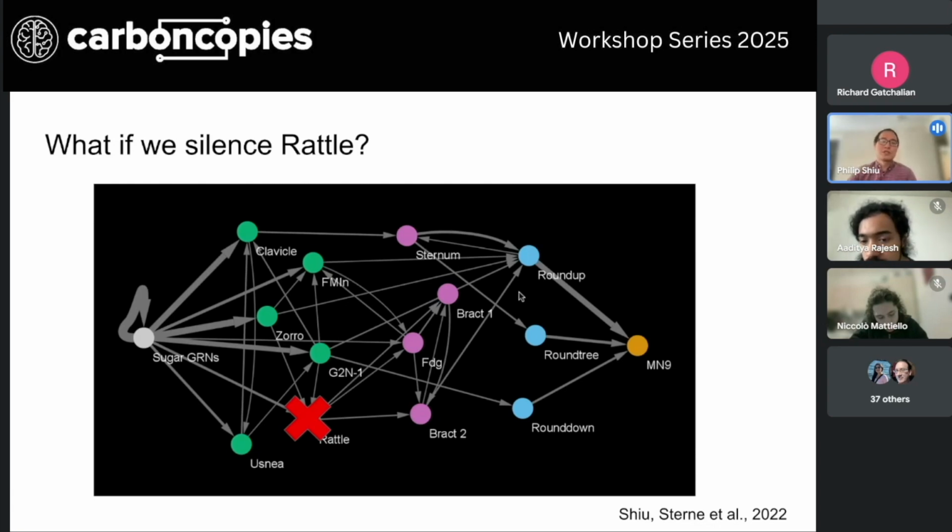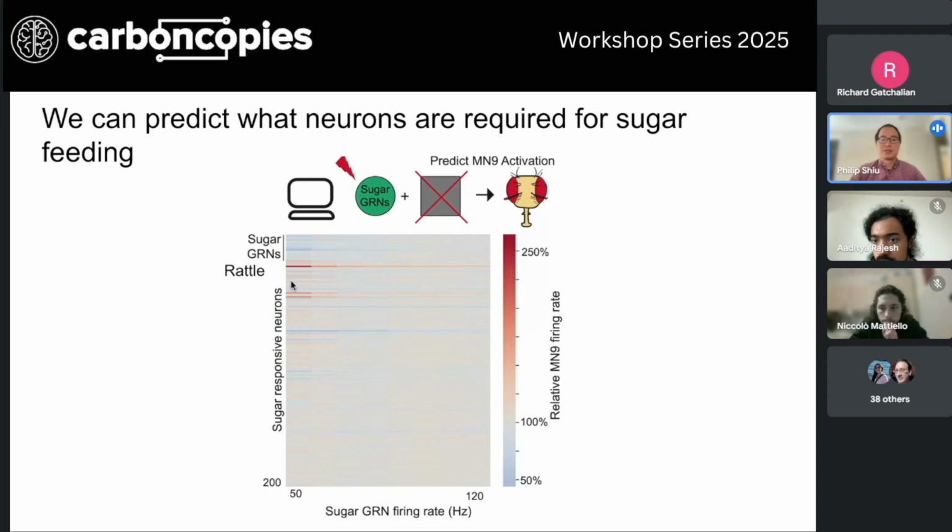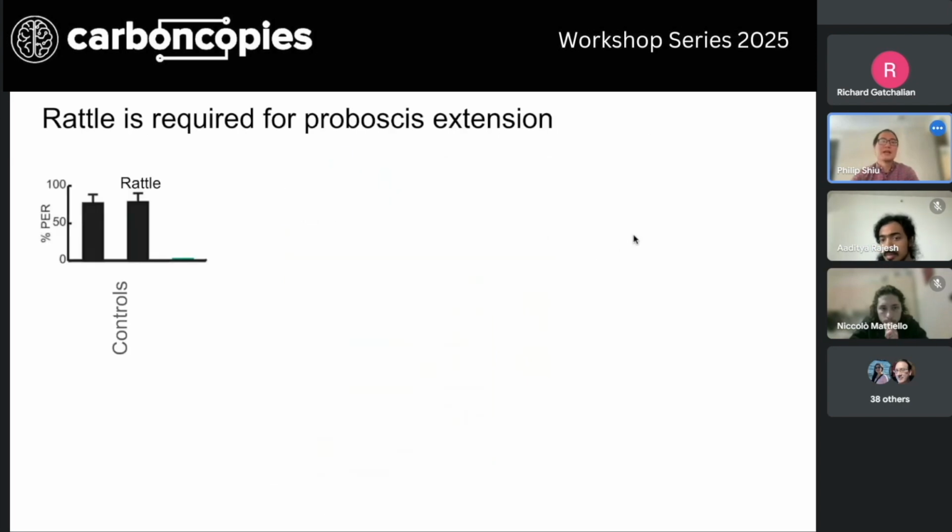And what's exciting about this model is that we have a structured way of making these predictions and understanding which neurons might be required. So in this particular experiment, we computationally silenced neurons brain wide, but for example, one of the neurons that we predicted to be required was Rattle. So the prediction was that Rattle would be required.